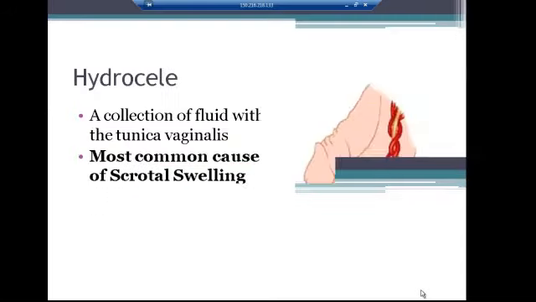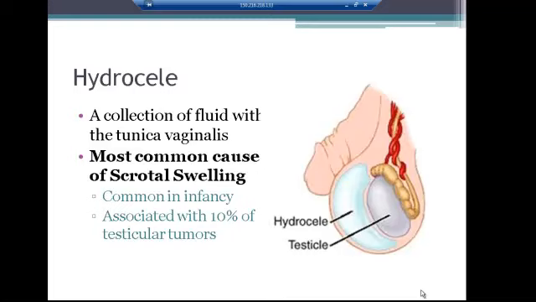Hydrocele. Hydroceles are a collection of fluid within the tunica vaginalis. Hydroceles are the most common cause of scrotal swelling. They are common in infancy and associated with testicular tumors 10% of the time.